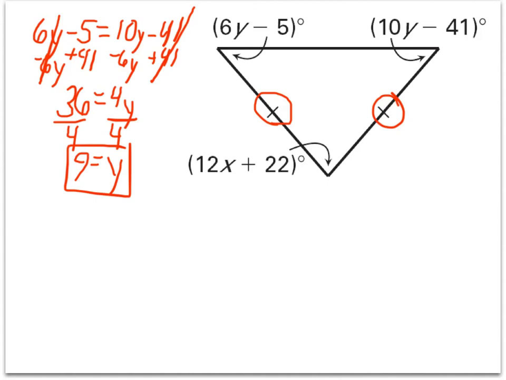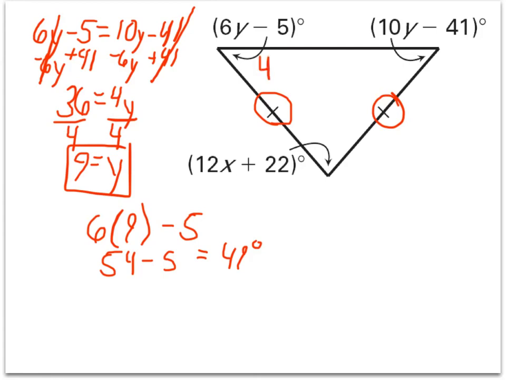The best approach to solve for the value of x is actually to plug in the value for y to solve for these two congruent angles, and then go from there using the fact that all of the angles of a triangle add up to 180 degrees. So we'll start by plugging in y. 6 times 9 minus 5 is equal to that angle. So 6 times 9 is 54, and minus 5 is 49 degrees. So each of these angles now are 49 degrees, 49 and 49.